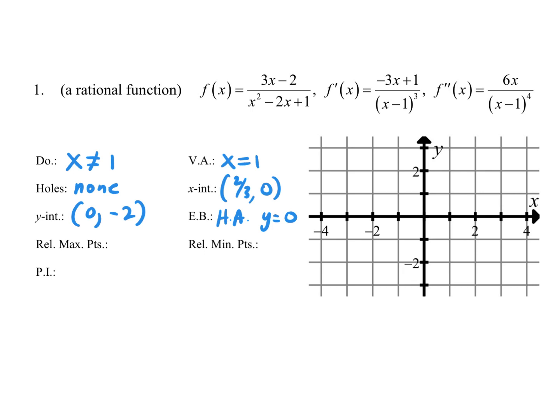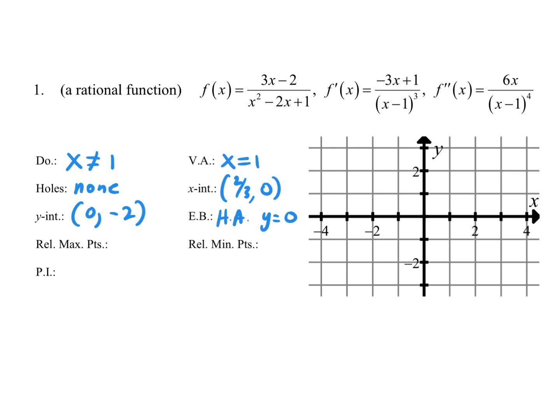And when we get into max and mins, we're going to look at the first derivative, okay, since they give it to us. All right, so we have to consider possible critical numbers. And what are my possible critical numbers for the first derivative? What's going to make the top 0? 1/3. What's going to make the bottom 0? 1.